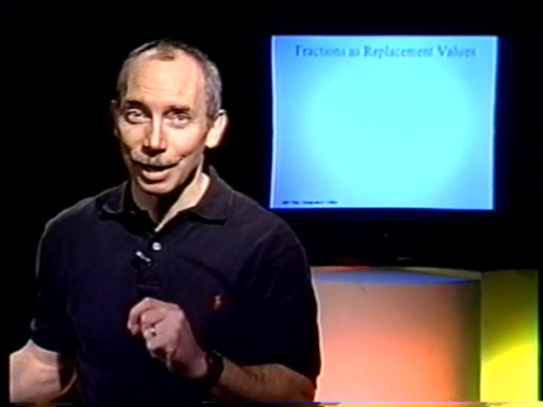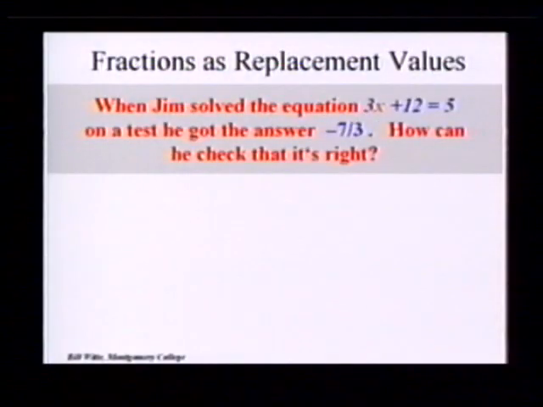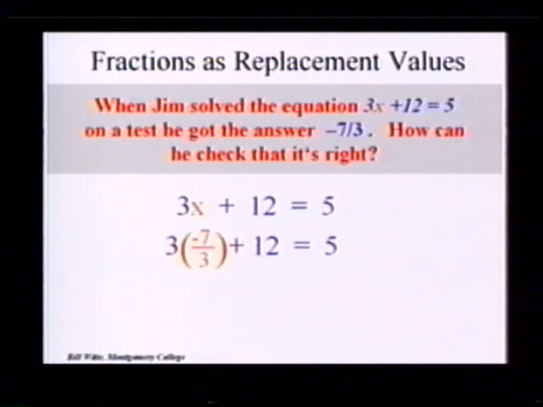And another thing. We did one more thing last time, and that was once you had solved an equation and got a fractional answer, we wanted to learn how to check it. In this case, 3x plus 12 equals 5. Our friend Jim got an answer of -7/3, and he wanted to check it. So we put -7/3 in instead of x. See what's happening? Okay, now he had to multiply. You're like, ooh, I don't like that.